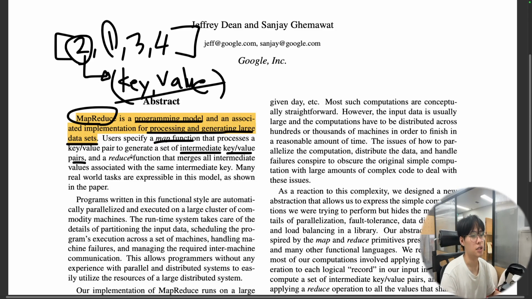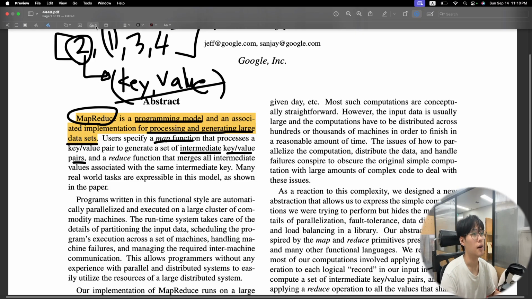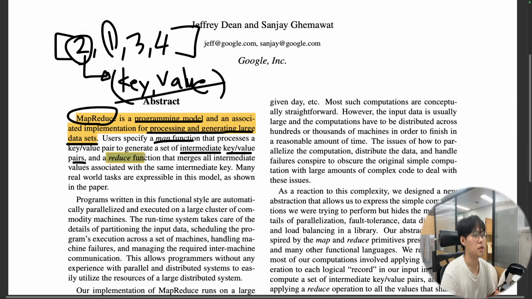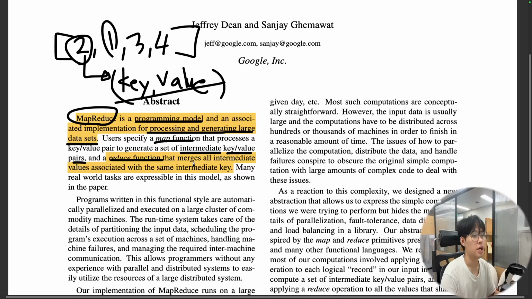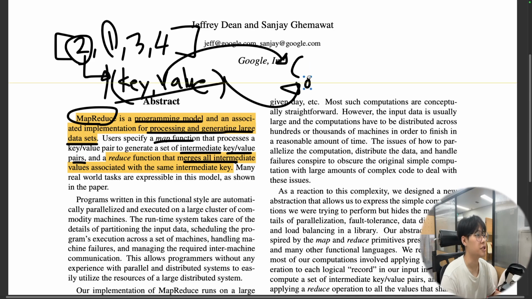A reduce function merges the intermediate values associated with the same intermediate key. So I just talked about this kind of data set, right? It merges them and does the computation, and it will eventually give the answers that we want.